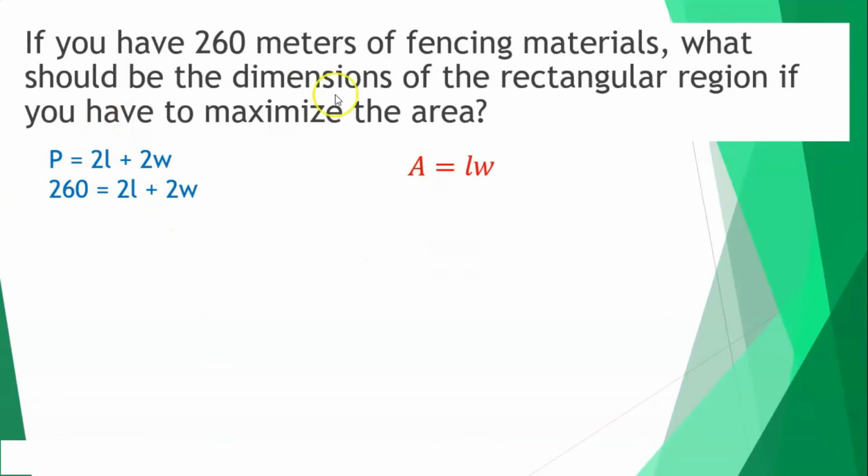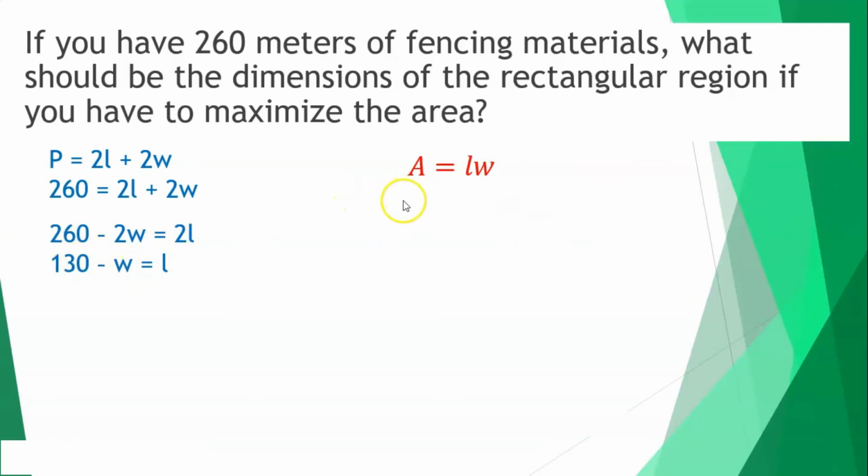Okay, next. You're talking about area here. Area of a rectangle is length times width. Again, this is the optimization equation because it has three variables. So let's simplify this one. Let's solve this in terms of the length. Transfer 2w to the other side, we end up with this. Divide the entire equation by 2. So our length here would be 130 minus w.